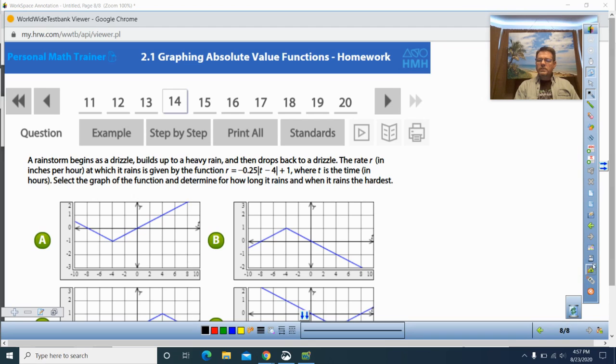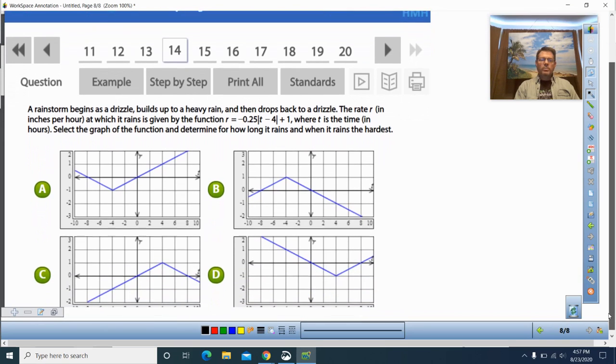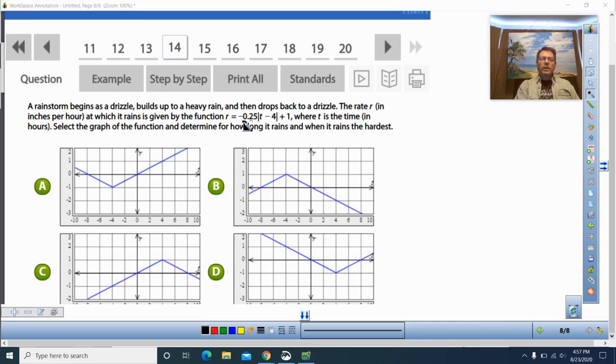Good grief, I still do not know why it makes it so big. But there we go. With knowing that it opens down, that makes this choice not possible.